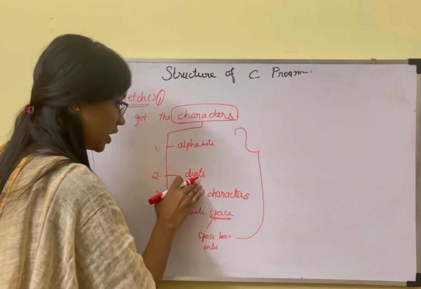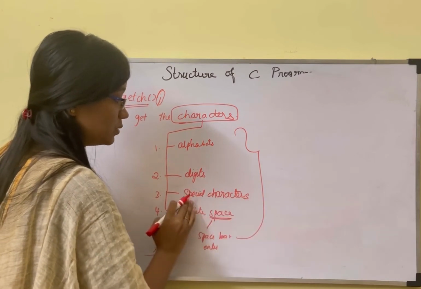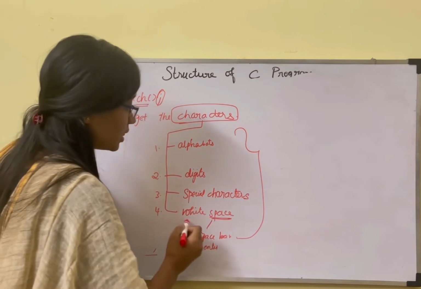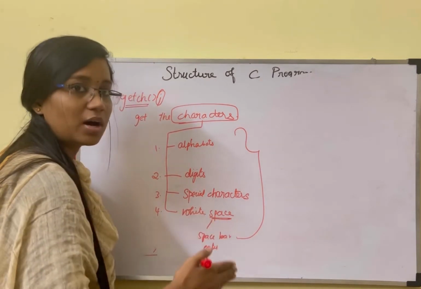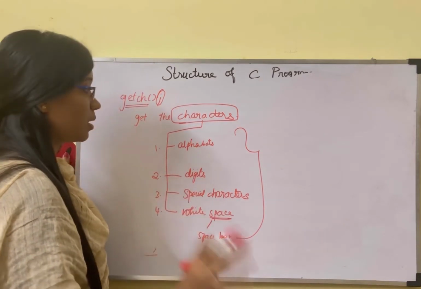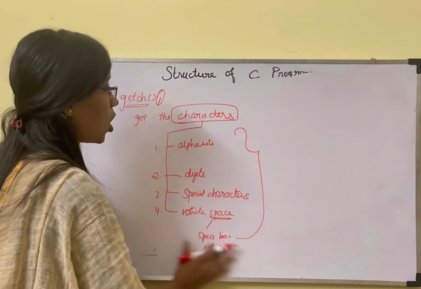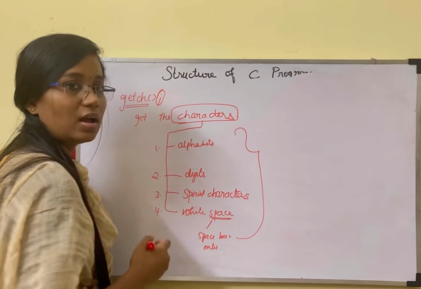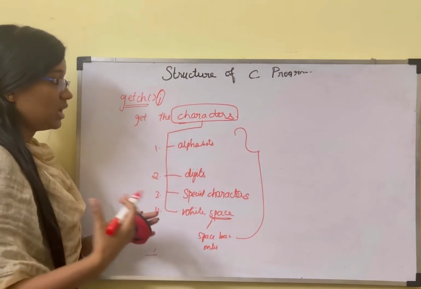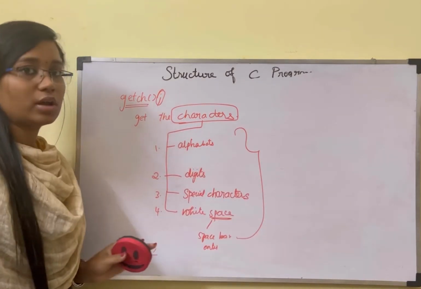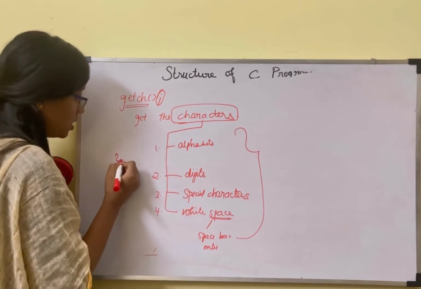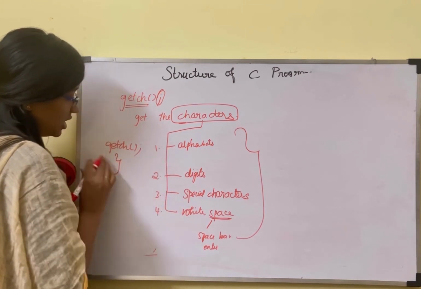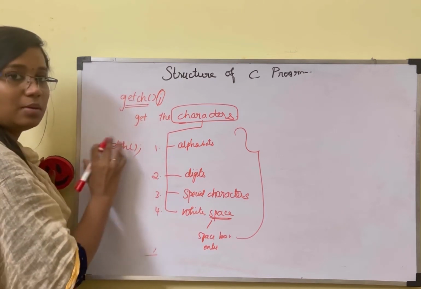So in a program, a normal program will contain all these 4 things. Alphabets will also contain digits, will also contain special characters like open and close braces, semicolon, everything. And then white spaces, we will use the space bar compulsorily. So to accept all these things in a single word, we give the get command, which means get the characters used in the program. That's why we give the get before closing the program. Get will be given before ending the program.